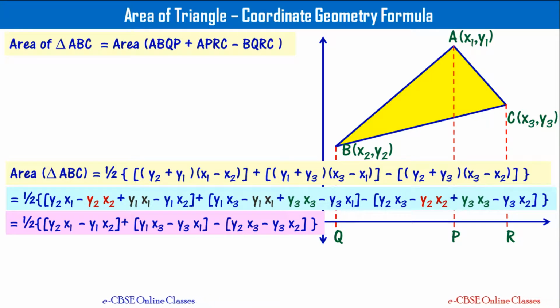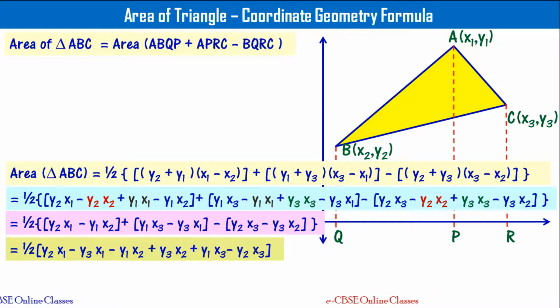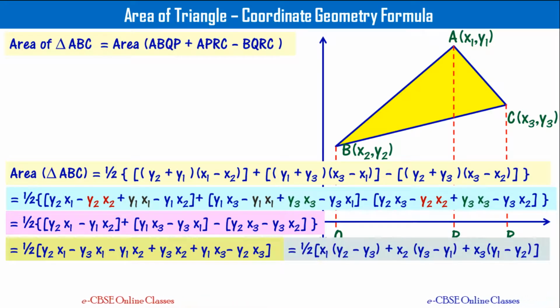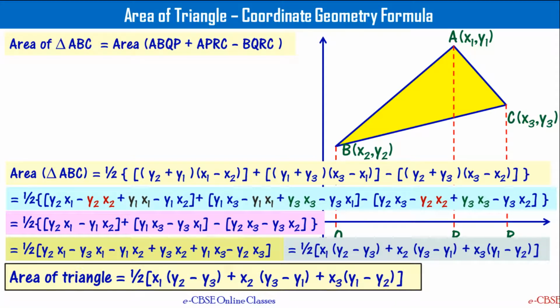One can rearrange this particular equation such that all x1 terms will come first, x2 terms will follow and x3 terms will follow further. Once you do that, you can rearrange it further to write the area of triangle ABC as given here. This is the formula we are looking for. Area of triangle equals half times [x1 times (y2 minus y3) plus x2 times (y3 minus y1) plus x3 times (y1 minus y2)].